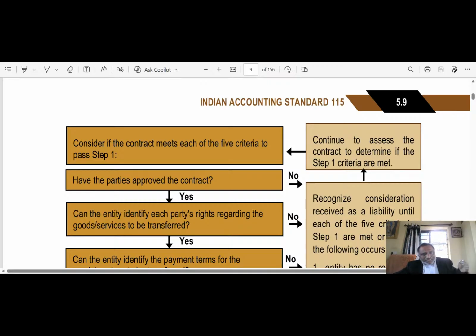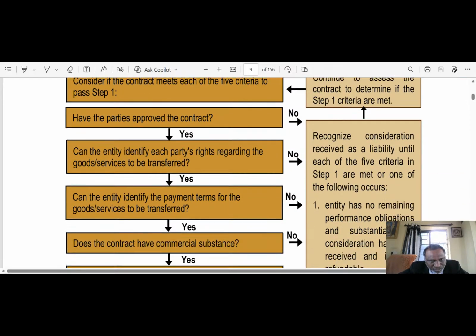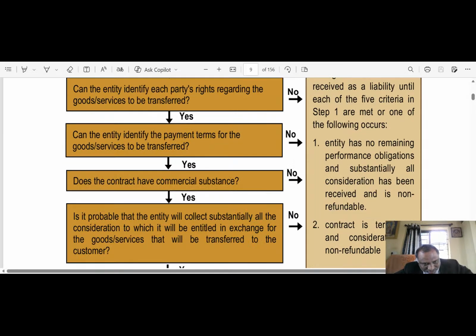Have the parties approved the contract? Yes. Can the entity identify each party's rights regarding the goods or services to be transferred? Yes. Can the entity identify the payment terms for the goods or services to be transferred? Yes. Does the contract have commercial substance? Yes.